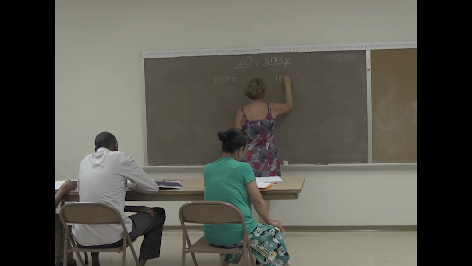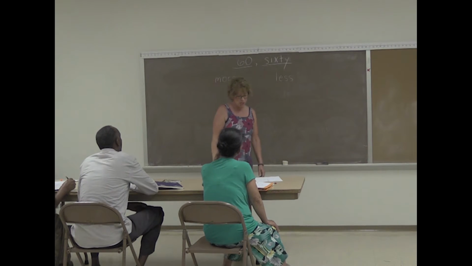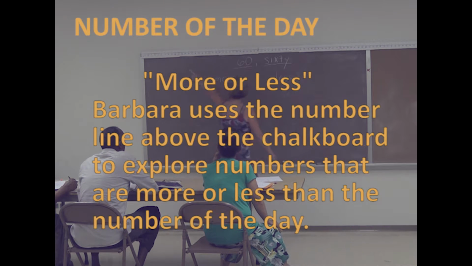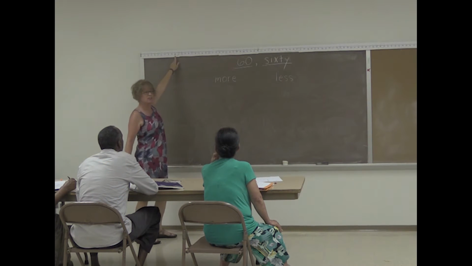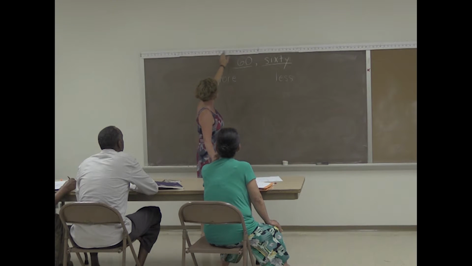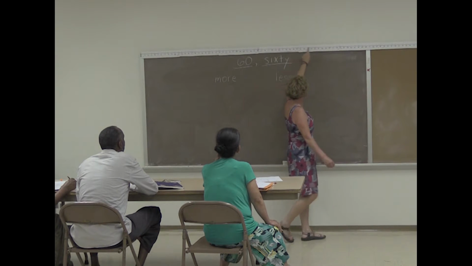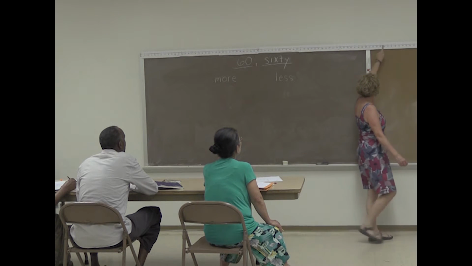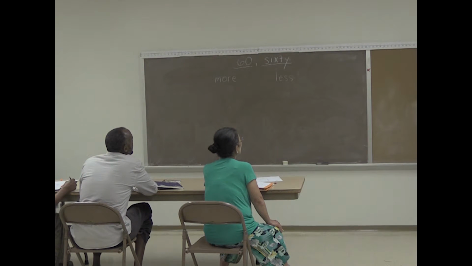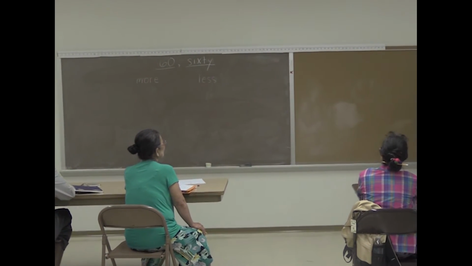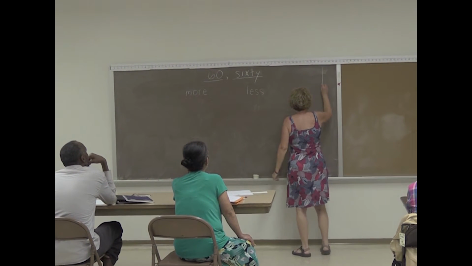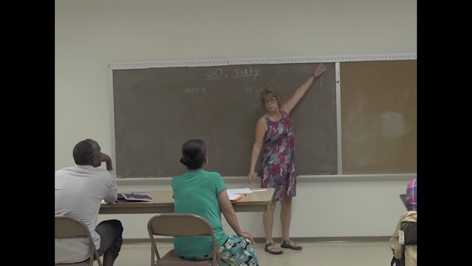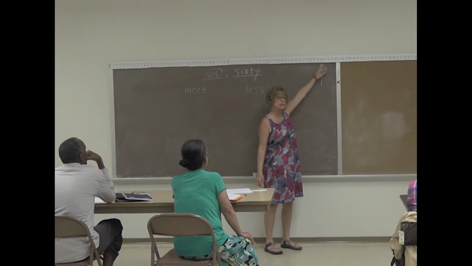More or less. What do you see up here? Do you see numbers? Yes. Can you see the red numbers? 10, 20, 30, 40, 50, 60, 70, 80, 90, 100. So, number 60, do you see it right here? Is this our number today? Yes. 60. Okay.